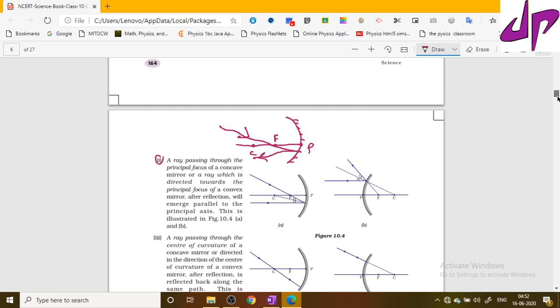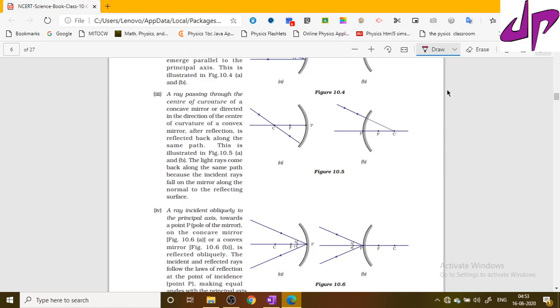And the third rule is that a ray passing through the center of curvature, after reflection, takes its own path. For a concave mirror, if this is the principal axis and this is the center of curvature, a ray passing through the center of curvature is the incident ray, and after reflection it takes the same path.